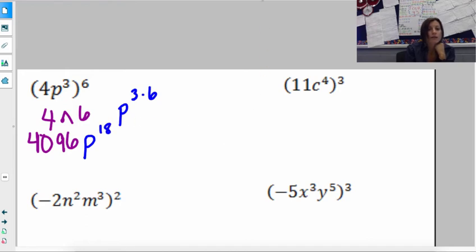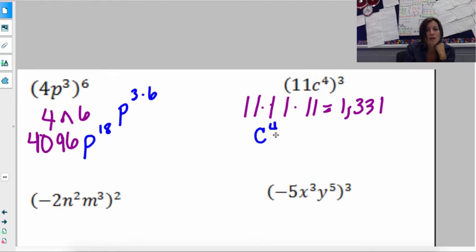All right, so first we're taking care of the 11 cubed, or 11 times 11 times 11, which gives me 1,331. I am lagging today. And then I've got to take care of the algebraic portion. So c to the 4th power to the 3rd power gives me c to the 12th power. And before I'm done, I'm going to put my answer together: 1,331 c to the 12th power.